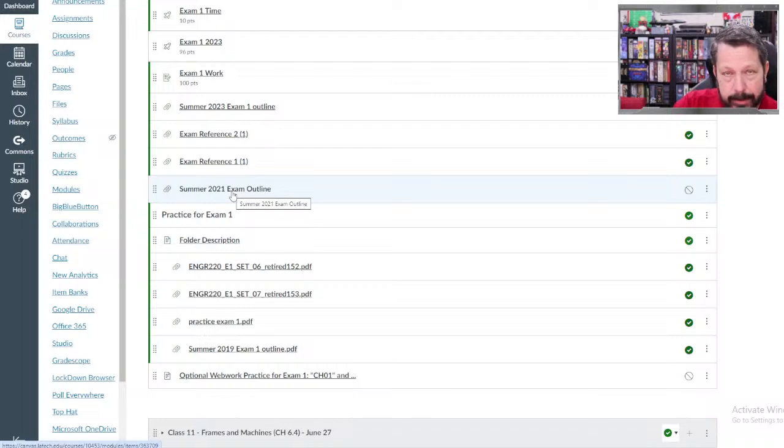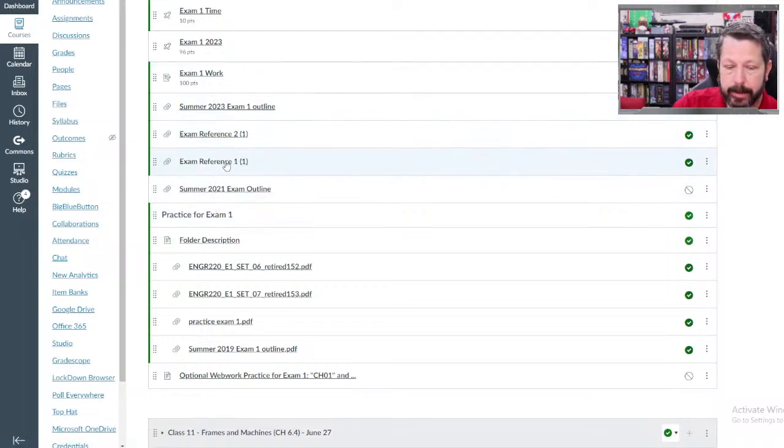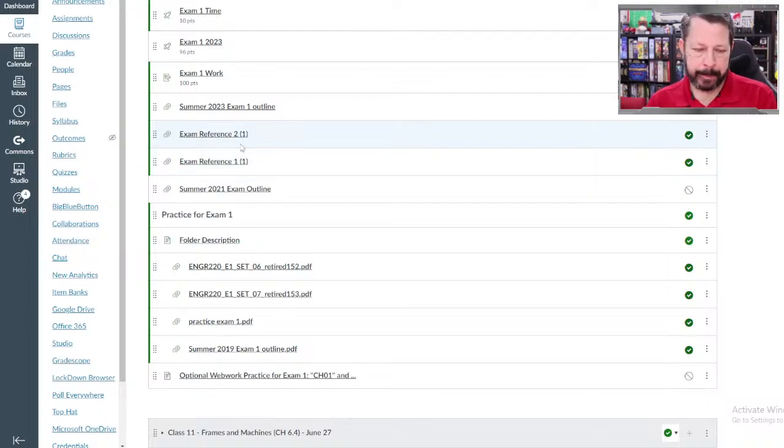You can use a calculator like regular. You can't use MathCAD. It's not open book. It's just these reference materials that are in these two folders here, 2 and 1. Just those are your references. You can print those out if you want to. So that's the idea for all of the exams actually, but since this is the first one, that's how it's going to work.